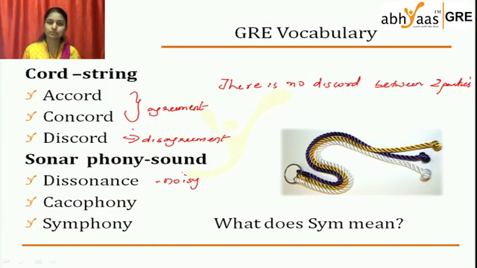A symphony is more about sync of music. You can use it for orchestra music and all that kind of things. So, phony is sound. Sonar is also sound. So, similar meaning, two different words. Cacophony is noisy. And symphony is more related to pleasant music, something related to orchestra and all.